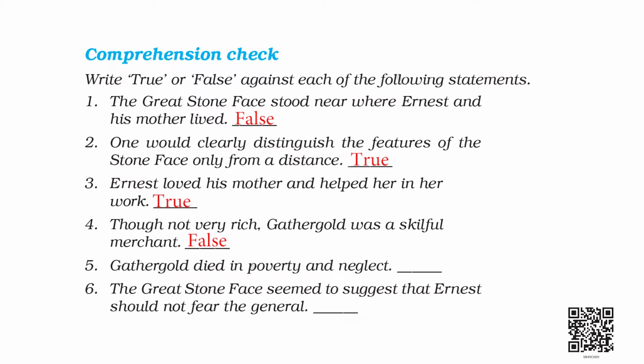We heard in the story that Gathergold was very rich. Number 5. Gathergold died in poverty and neglect. Yes, that should be true, because we were told his wealth got over much before he died. Number 6. The Great Stone Face seemed to suggest that Ernest should not fear the general. Is that true? Yes, that's true.